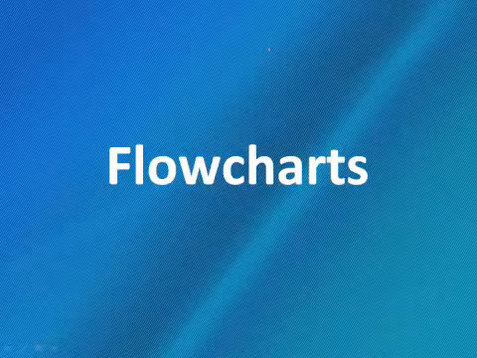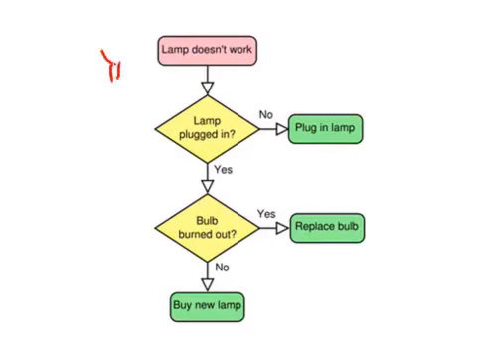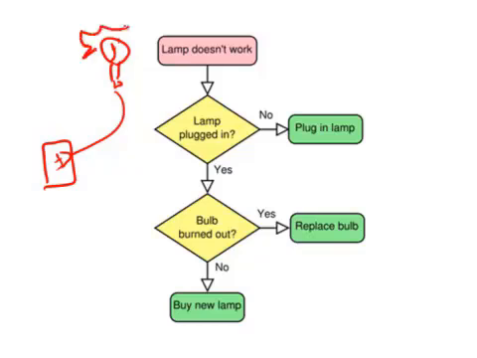Flowcharts. Flowcharts are getting a little more complicated now. Flowcharts are where we're actually mapping out cause and effect. We're trying to explain to our audience not just what happened, but how did it happen. So a simple flowchart might say, oh, my light doesn't work. Check to see if it's plugged in. If it's not plugged in, plug it in. If it was plugged in, maybe the bulb's burned out. Replace the bulb. Okay. Bing. I use my flowchart to understand how to make the light glow.